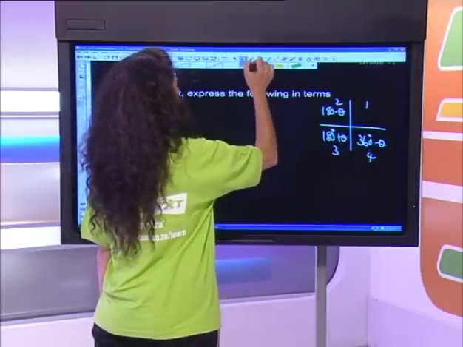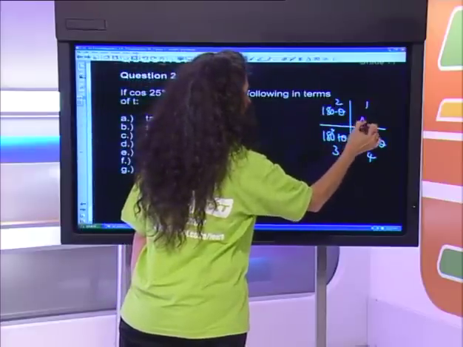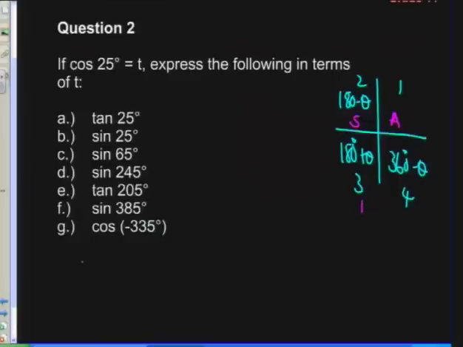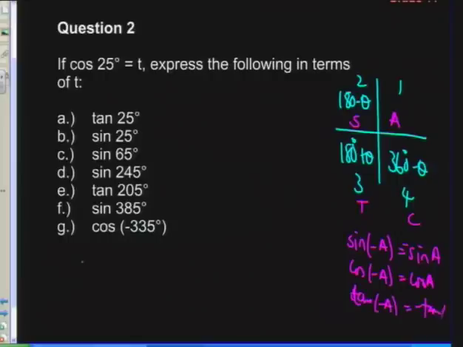We're also going to, in the quadrants, have that everybody's positive, sine is positive, tan is positive, and cos is positive. So we're going to keep that information. We're also going to keep the information on the negative angles, that sine of negative A is negative sine A. We're going to have cos of negative A is cos A, and we're going to have the tan of negative A is negative tan A. So we're going to use some of that information, and we're also going to use the very popular cofunction rule.